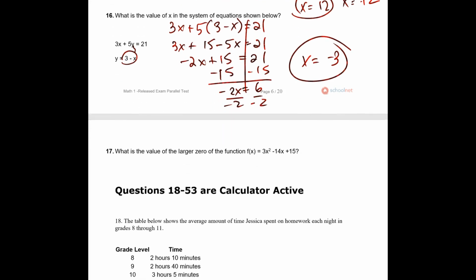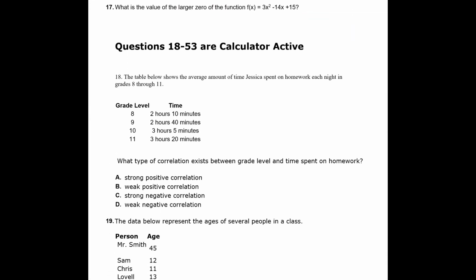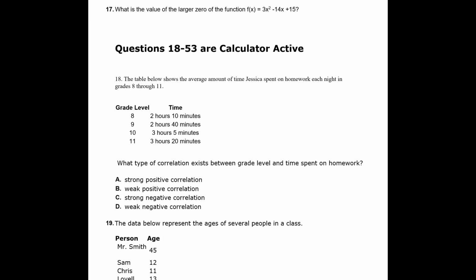All right. Number 17, what is the value of the largest zero of the function f of x? The largest zero. So another zero, solution, root, x-intercept. What's the value of the largest one? In this problem, there's no GCF here. We can't take out a 3 because 3 doesn't go into 14, doesn't go into 15, and 3 is prime. So we have to slide and divide, or if you're Lydia or Ahmad, butterfly. Yay, butterfly. So we get x squared minus 14x.